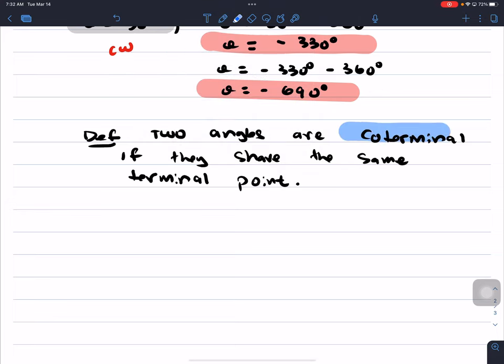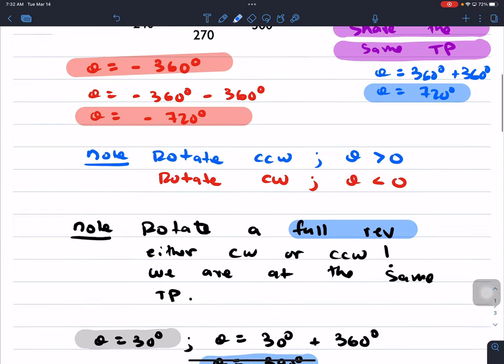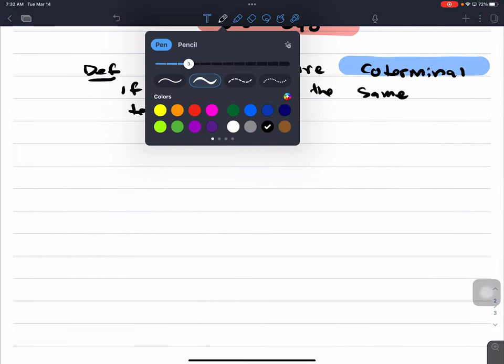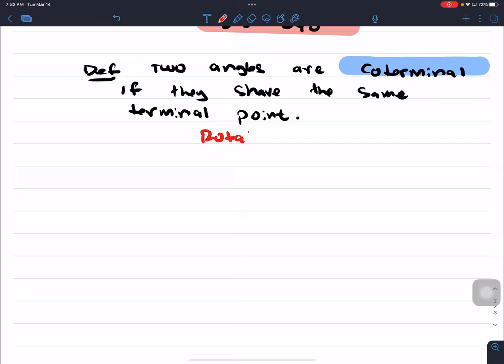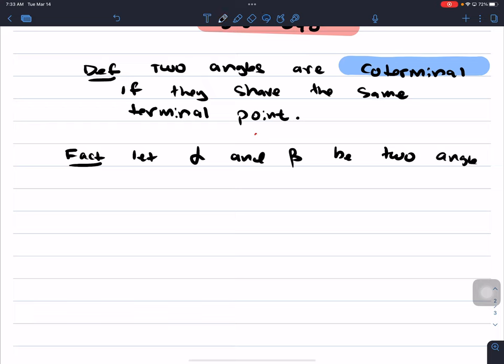And this is where we get the word coterminal. So it's coterminal, sharing the same terminal point, but that only applies when you're doing some rotation here. In some ways, there's a formula here. Here's a fact. Let alpha and beta be two angles. This is the formula version of the definition. So alpha and beta are two angles now.